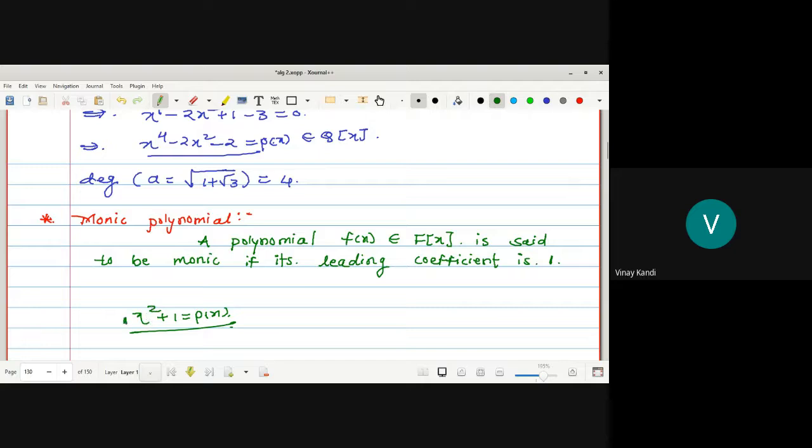Okay, 2x square plus 4, is this a monic polynomial? Take 5. No, because the leading coefficient is not 1. Okay. What is the definition of primitive polynomial? In the previous semester we have seen that. What is the definition of primitive polynomial?